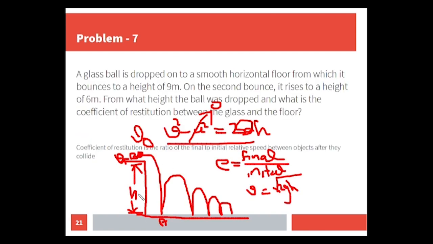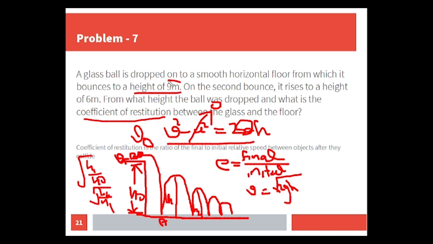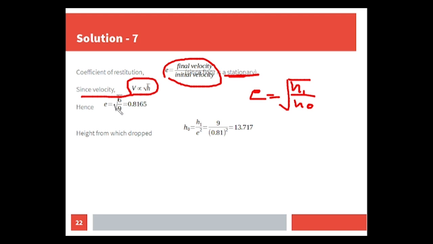So we need to understand, let this height be h0, the height after the first bounce be h1, and this be h2. So the ratio root of h1 over h0, root of h2 over h1 remains a constant, and that constant is the coefficient of restitution. Here we are given two heights, 9 meters after the first bounce and 6 meters after the second bounce. So we can just take the ratio 6 over 9, which is nothing but h2 over h1, and we will get the coefficient of restitution directly.